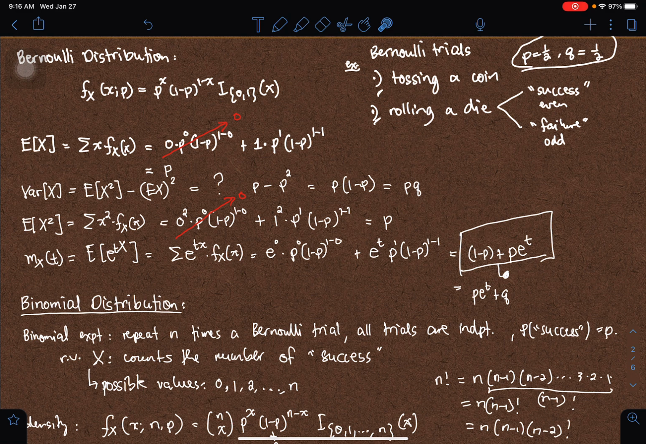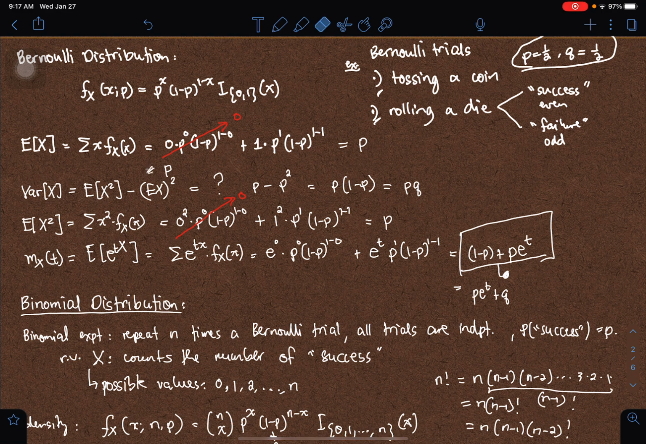Since there are only two possible values the Bernoulli random variable has, then we can easily compute its expected value and its variance. So for the expectation, we have the sum of x times its corresponding probability mass function. So when x is 0, we will have 0 times, we substitute 0 here, so we get p to the 0 times (1 minus p) raised to 1 minus 0, plus 1 times the probability when x is 1, we substitute 1 here. That's why we get p to the 1 times (1 minus p) raised to 1 minus 1, and we will get what? p. Okay.